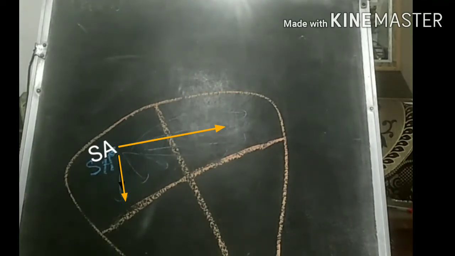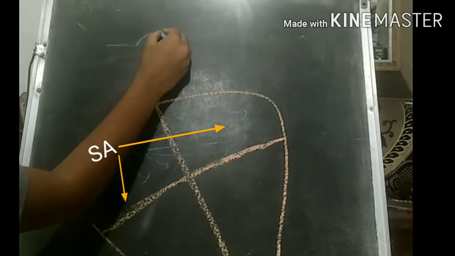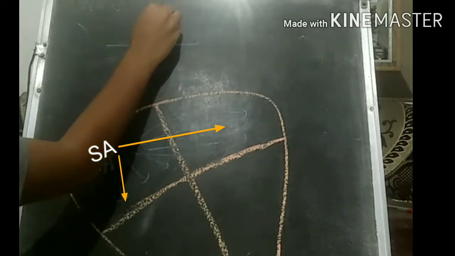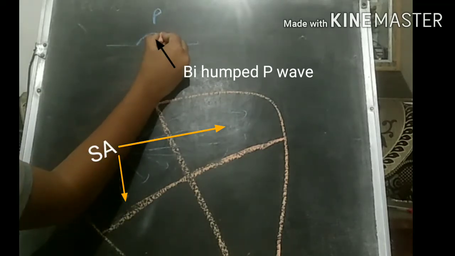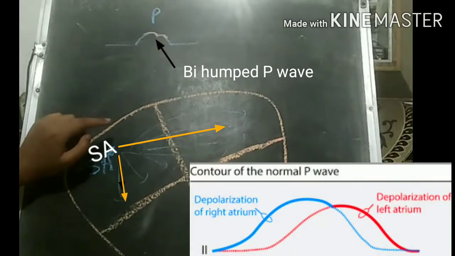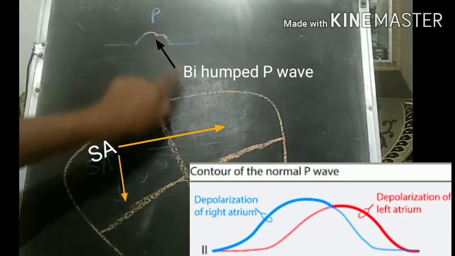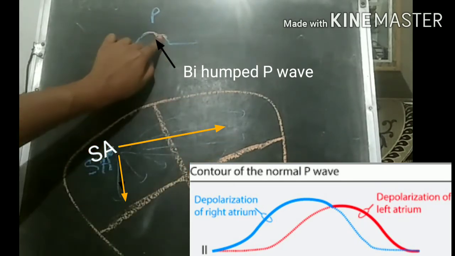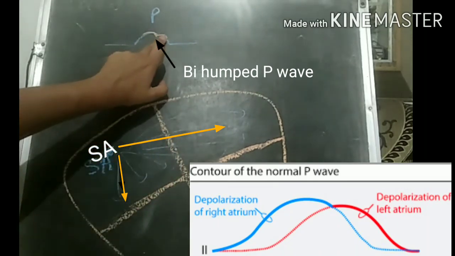So there is a little variation in the P wave, which we may not have noticed. That is, the P wave is bi-humped. It's like this. So this is a P wave. It has a little bit of a hump over there, a downward deviation over here. That is because the depolarization of the right atrium occurs first, which represents this first bump, and the depolarization of the left atrium occurs a few milliseconds after the first one. So that represents the second bump.